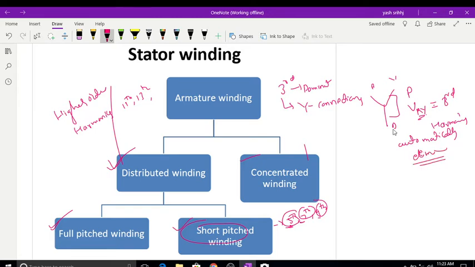So automatically this eliminates the harmonics: the third, fifth, seventh, ninth, and all higher order harmonics. The third is eliminated with the line to line voltage, the fifth, seventh, and ninth with short pitch winding, and the higher order harmonics will be eliminated by distributed winding. In this way, to eliminate the harmonics, we should use such types of winding.